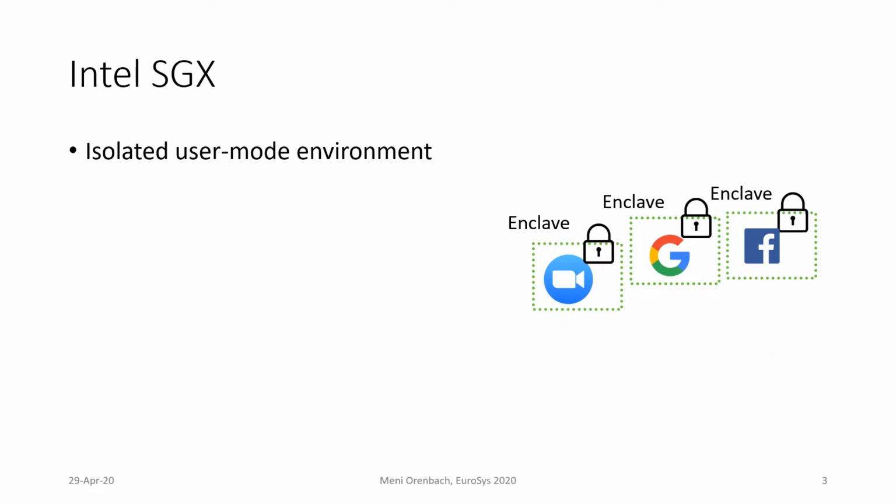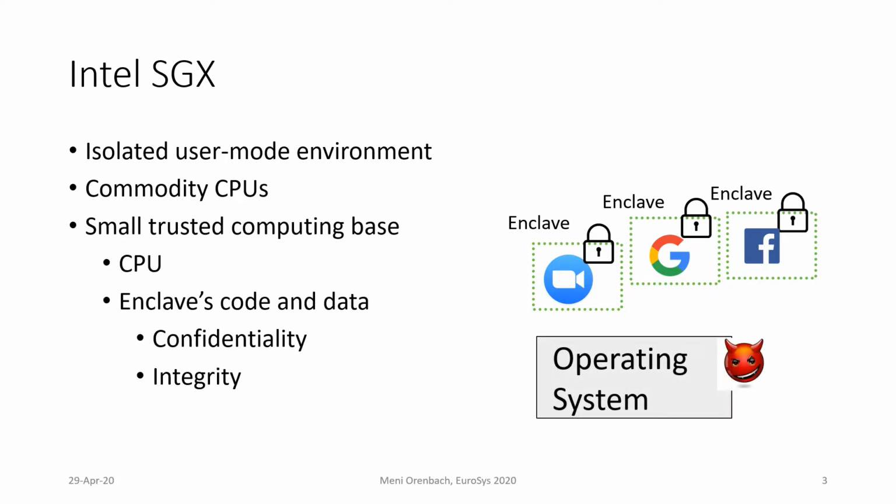SGX offers an isolated user mode environment that can run native x86 code and is available on commodity CPUs. Enclaves offer an extremely small trusted computing base, which includes only the CPU package, while guaranteeing the confidentiality and integrity of their code and data, even against an OS-level adversary.